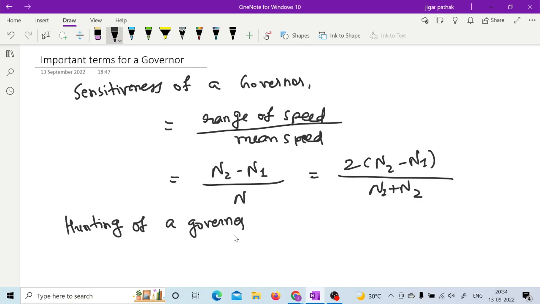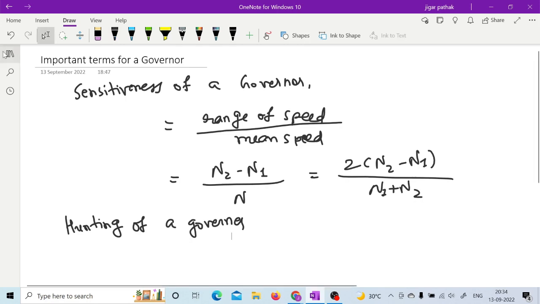But when it is doing so, during that course of time, the fly ball may come to a position where again the speed is going to be reduced, right? So what will happen if the speed is reduced? Then the fuel supply needs to be increased, right? Are you getting? So when your fly balls have moved up, the fuel supply is decreased, and it has decreased to that amount that again it has come below the equilibrium position, right?